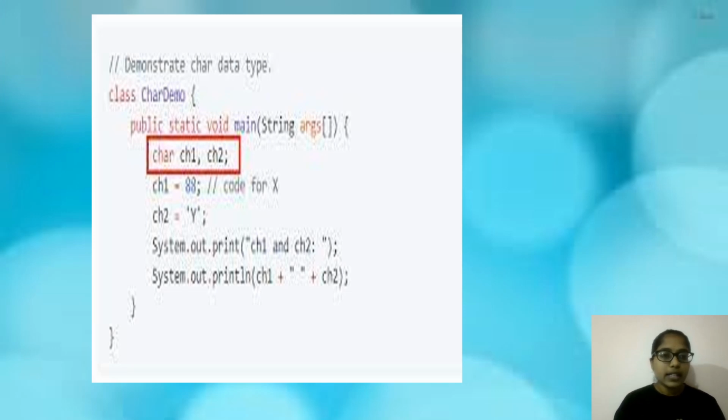This is a program. Class CharDemo. CharDemo is the name of the class. Public static void main, String args. Char ch1 and ch2, we are declaring two variables. ch1 is 88 and ch2 is y. System.out.print ch1 and ch2, we are printing the values of the ch1 variable and the ch2 variable. And System.out.println ch1 plus ch2. If we execute this program, we will get the value of ch1 plus ch2 and the values which are given to these variables.